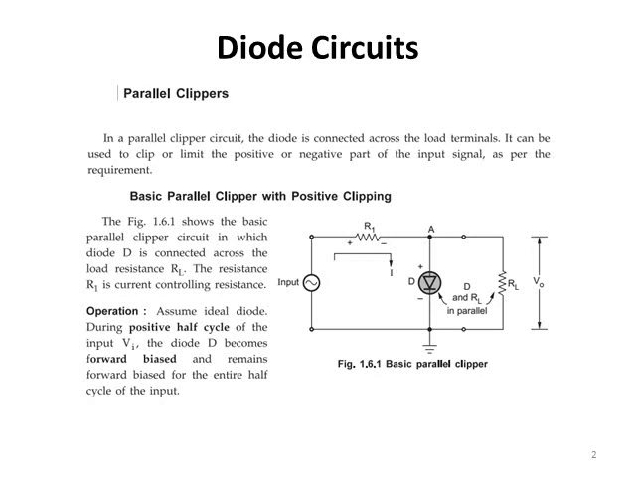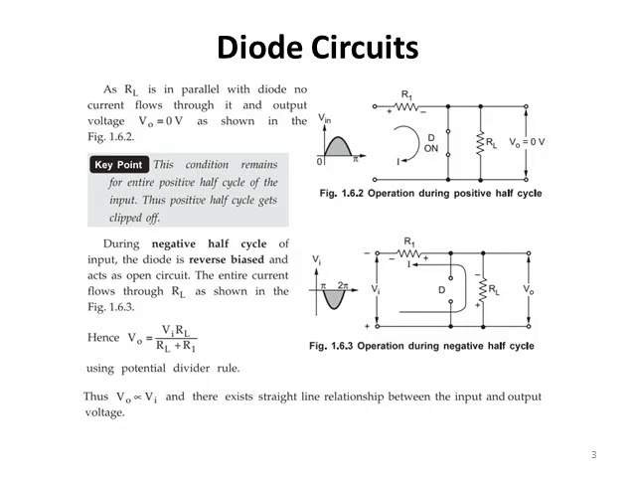So when the diode D conducts, we cannot get the output voltage because this is a complete circuit. Okay, it is a closed circuit. There is no voltage drop across the diode. So as RL is in parallel with diode, no current will flow through it and the output voltage will be 0 volts as shown in the figure. So diode is conducting, the current is flowing through the diode, so there is no output voltage obtained across RL. This condition remains for the entire positive half cycle of the input. Thus the positive half cycle gets clipped off.